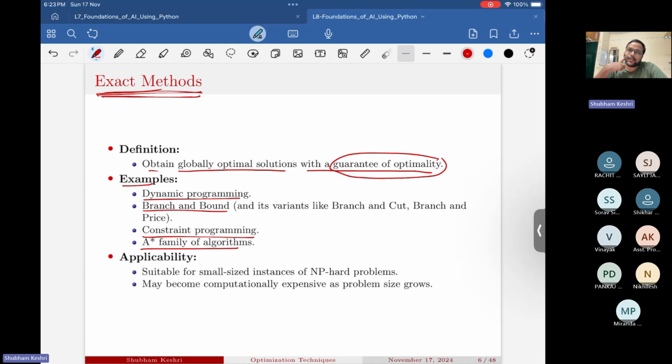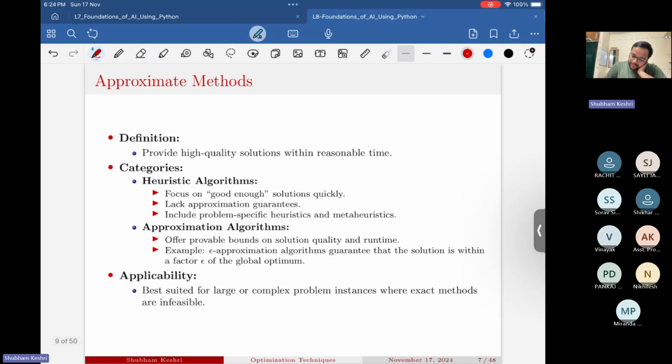If you go back to the state space search, when we were talking about adversarial search, we talked about the A star family of algorithms, like depth first search, breadth first search, and other A star algorithms which use some helper functions. Those are all exact methods. You are guaranteed to find an optimal solution. Whenever you have the restriction of finding the global optimal solution, you have to use an exact method. So that is an application.